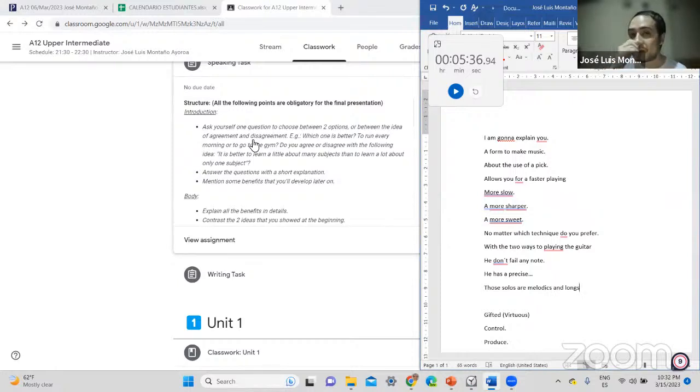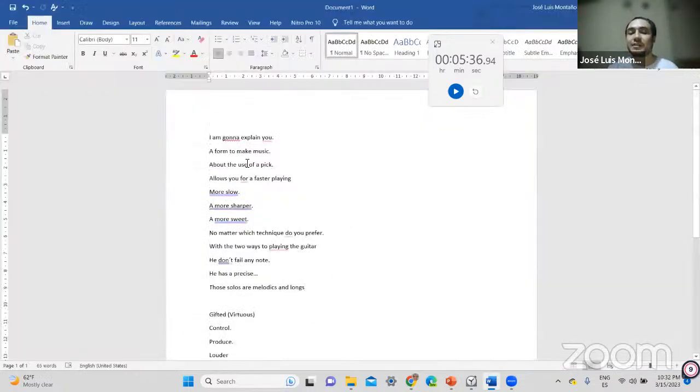In terms of the speaking part, it was also pretty good, but I have these observations that you can take into account. For example, instead of saying "I'm gonna explain you," that's incorrect because explain is followed by "to." So you have to say "I'm gonna explain to you." Let's repeat that one, please. I'm gonna explain to you. I'm gonna explain to you.